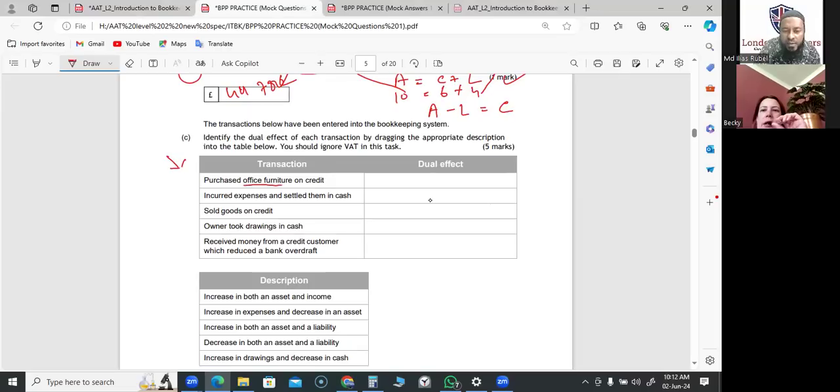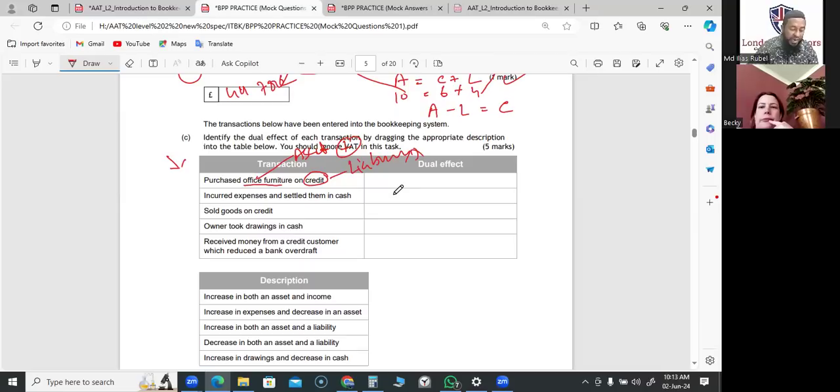Purchased office furniture on credit. Remember, Becky, every transaction in accounting has a dual effect. One debit, one credit. But before that, assets and liability up and down happens. If you buy a non-current asset, your asset goes up, isn't it? Asset increase. But on credit means you didn't pay now, you're going to pay later. It's your liability. So your liability increases as well. Asset increase, liability increase.